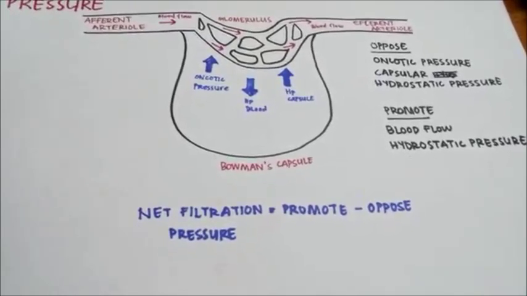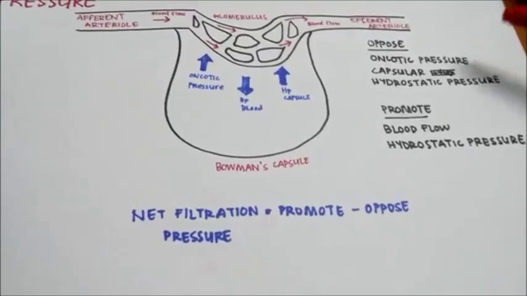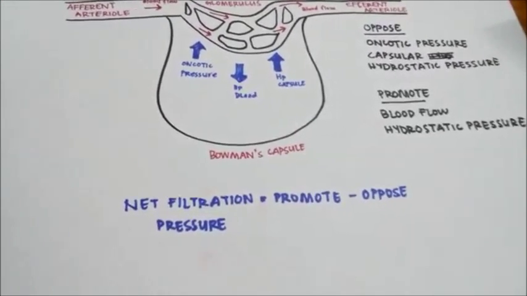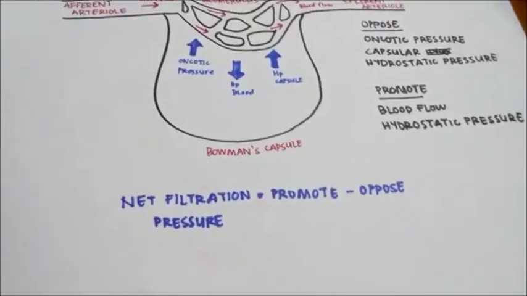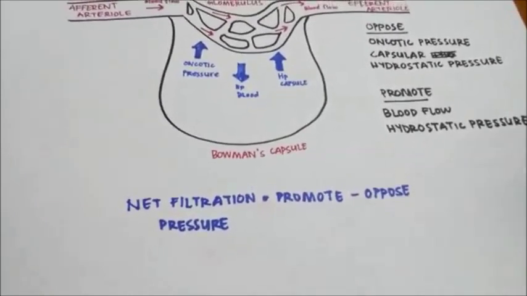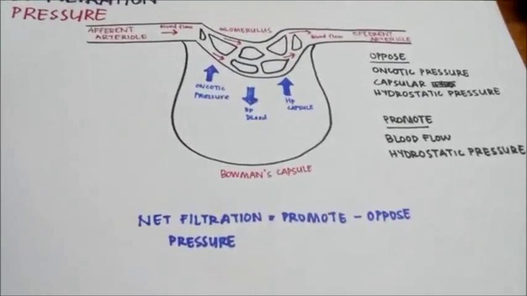Okay, the next force involved is the oncotic pressure. Oncotic pressure, or colloid osmotic pressure, is exerted by the proteins in the blood plasma to pull back water that is outside into the circulatory system. So that is oncotic pressure.